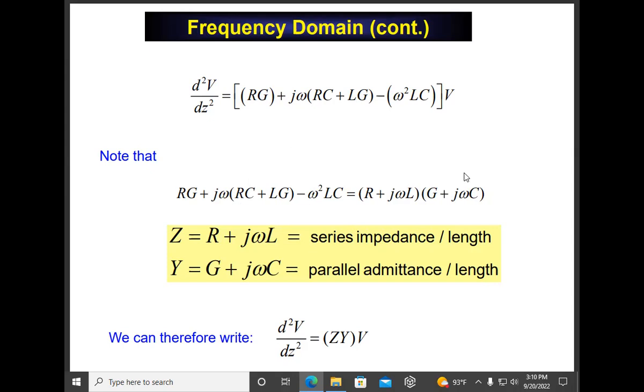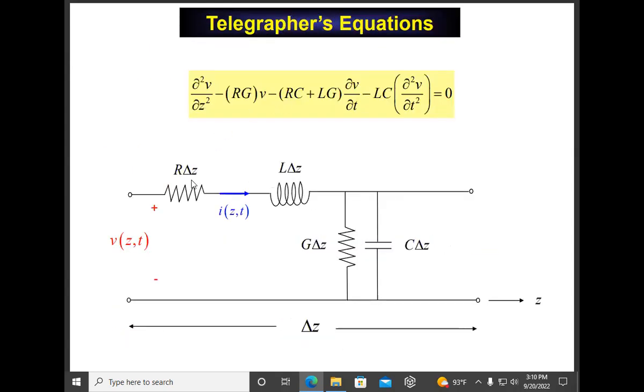Now, it makes it look a little simpler, but there's another reason why that's a nice factorization. These two terms have a very nice physical meaning by themselves, as shown here. R plus j omega L. Let me go back to the model. R and L, what's the impedance of the inductor? j omega L, right?